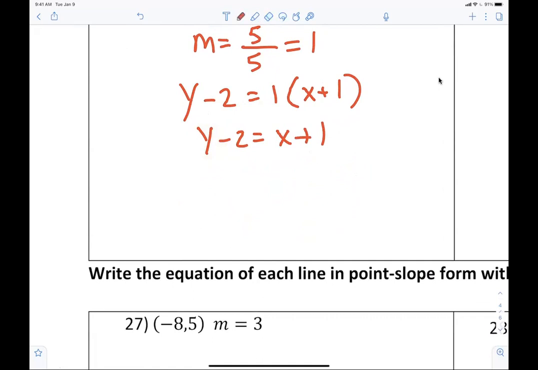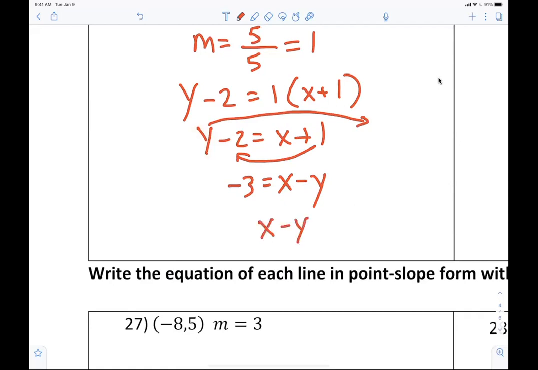Do I want the x to be positive? Do I move the x? No, I'm leaving the x alone. I'm moving the y over on this side. What does the y become? -y. Now I'm moving the -1 over here. That's -3. I moved the negative. x minus y equals -3.